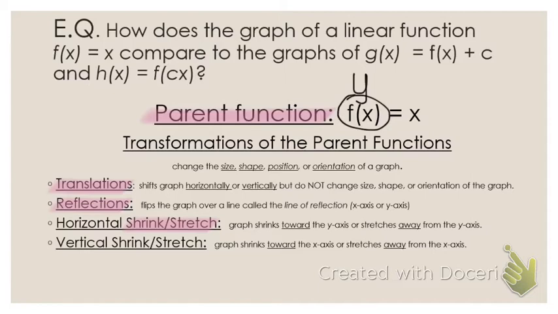Now a reflection flips the graph over a line called the line of reflection. You know it better as the x-axis or the y-axis. So I want you to circle x-axis or y-axis. Your line will be reflected over the x-axis or the y-axis. And the stretches and the shrinks. Now this is probably the most difficult of the 3 transformations.